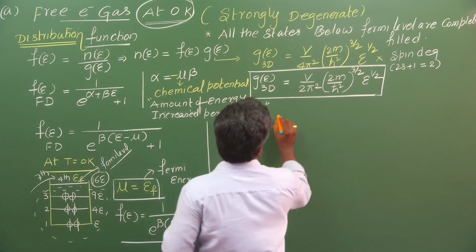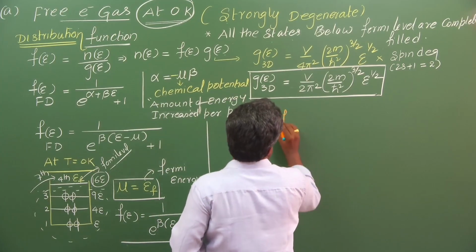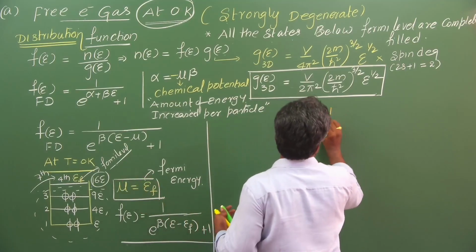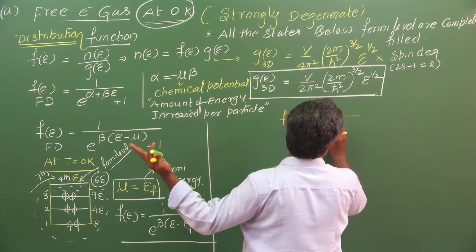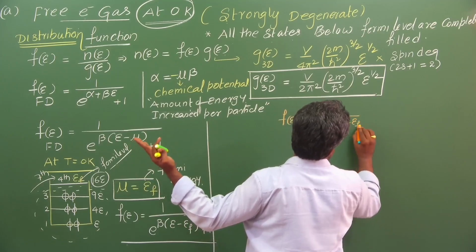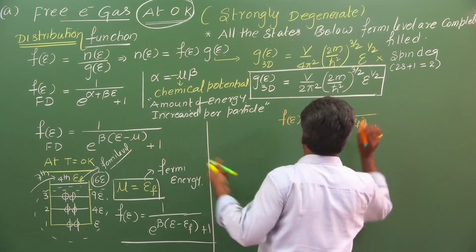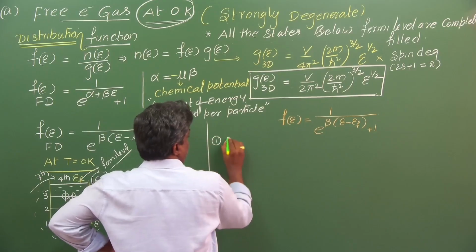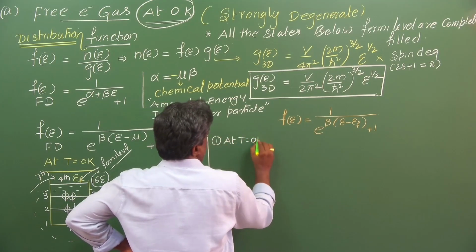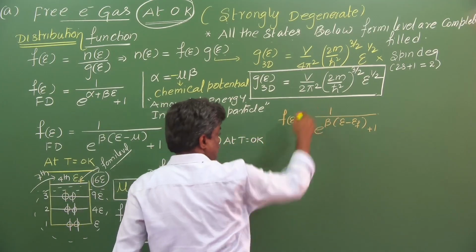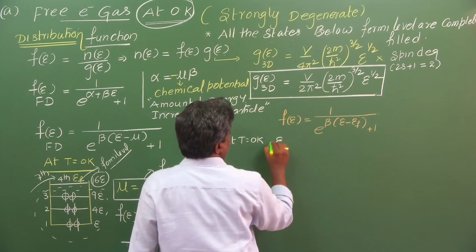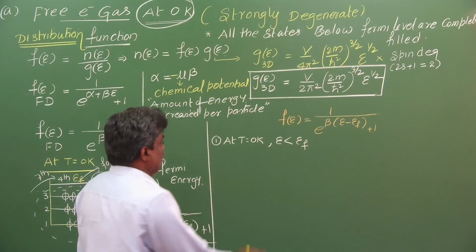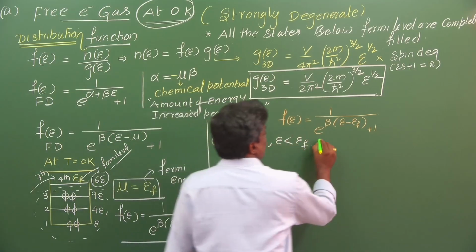Now finally we are ready. The distribution function f of E at T equal to 0 Kelvin is 1 over e raised to beta times (E minus EF) plus 1. Now I am taking the first case, at T equal to 0 Kelvin, so I can use this. And I am considering E less than EF. If I take E less than EF, what will happen?